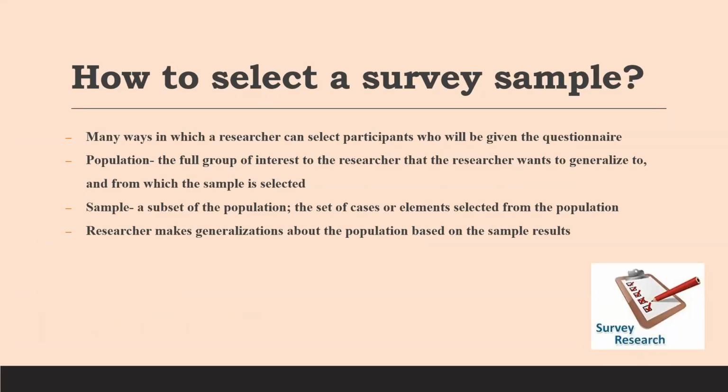Okay, so how do you select a survey sample? There are many ways in which a researcher can select participants who will be given the questionnaire. First is the population. What is a population? The population is the full group of interest to the researcher that the researcher wants to generalize to and from which the sample is collected. A sample is no more than a subset of the population. It is the set of cases or elements selected from the population. And researchers make generalizations about the population based on the sample results.